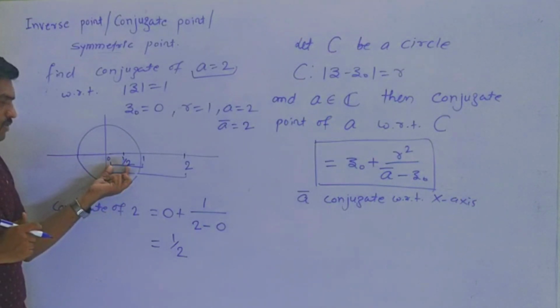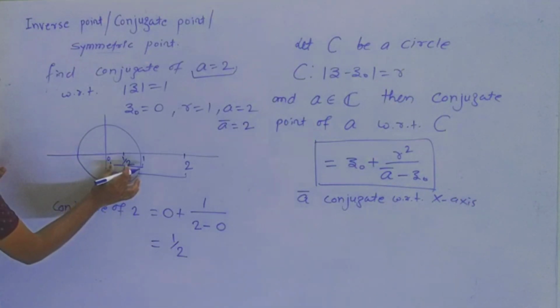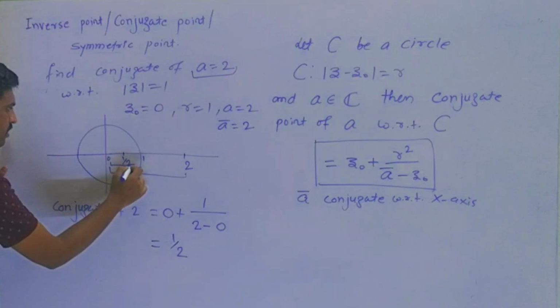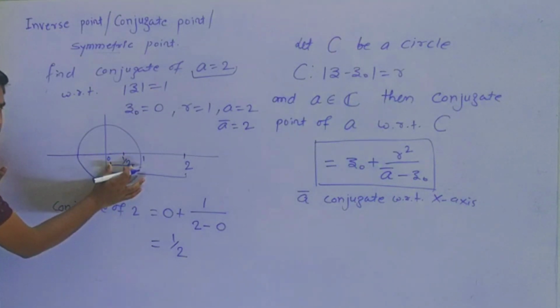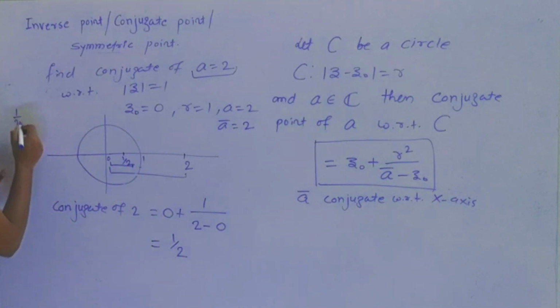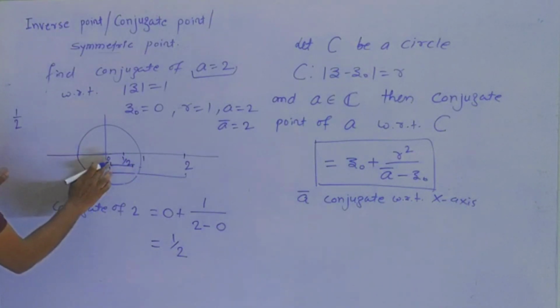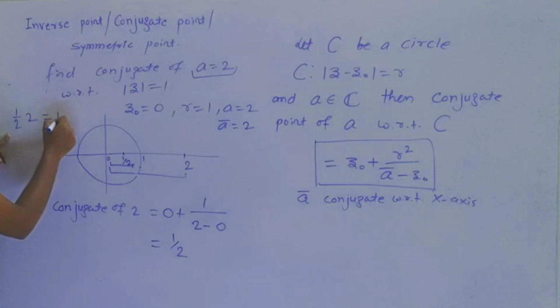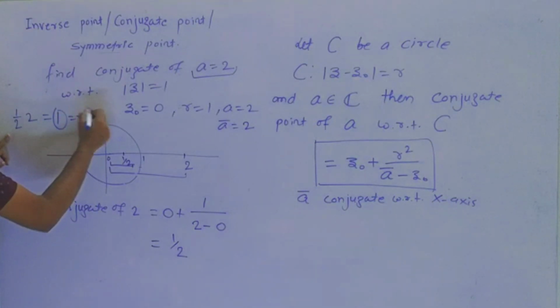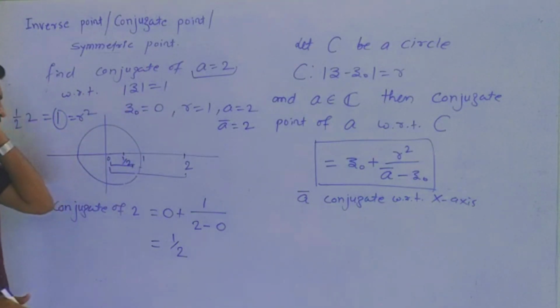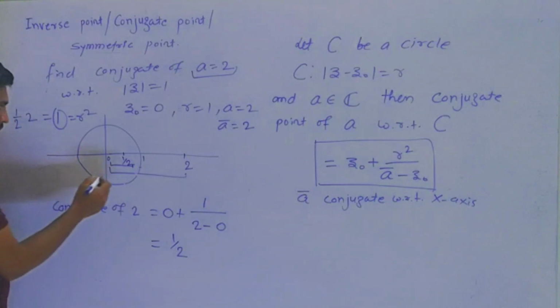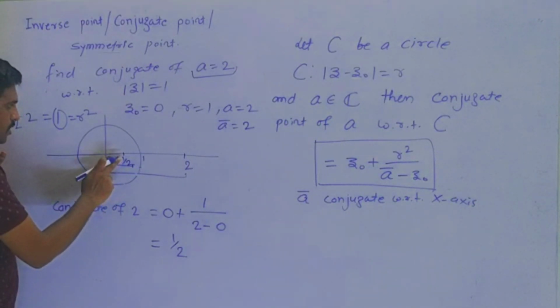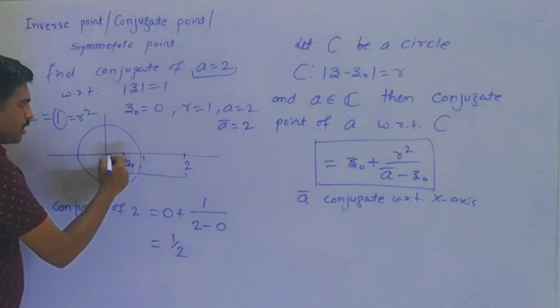Whatever distance, this is half distance. This distance is 1 by 2, and this distance is 2. So OP into OQ is equal to 1, and this is exactly R square because R is 1, right? So all the results are satisfied. And see, the center, the conjugate point, and the point are all collinear.